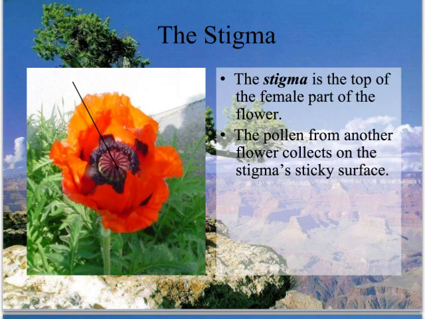The hole in Christ's hands. The stigma is the top of the female part. It's the opening, and it's where pollination actually occurs. Pollination is the movement of pollen into or on the stigma. I always associate it in this way.